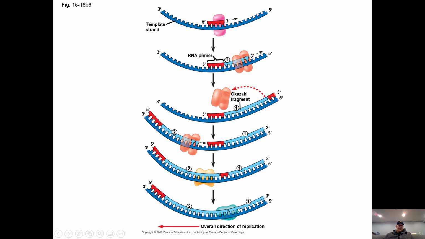All right, and then that's great. We got rid of the RNA, but you can see right here, there's a nick in our sugar phosphate backbone. We don't want that. We want to get rid of it. So ligase comes along and seals this up.